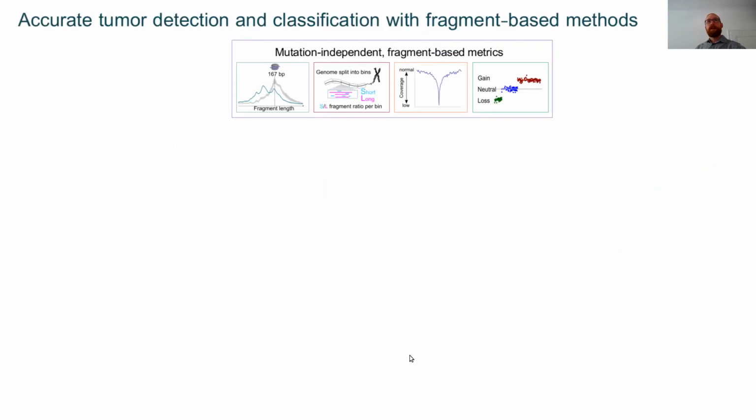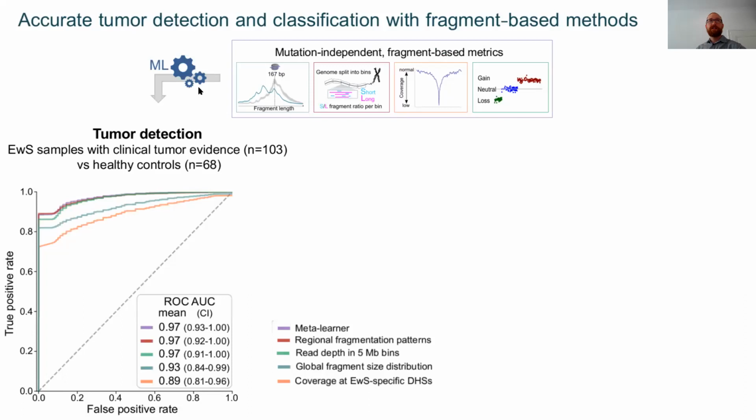Next, we took a number of fragment-based metrics that I have introduced earlier: the global fragment size distribution, the regional fragment size distribution along the genome, our LIQUORICE inferred coverage drop, and read depth as a marker for copy number aberration that we get kind of for free on top when we do whole genome sequencing of cell-free DNA. And we took these metrics and fed them into machine learning classifiers as features and trained these classifiers to distinguish Ewing sarcoma samples from healthy controls.